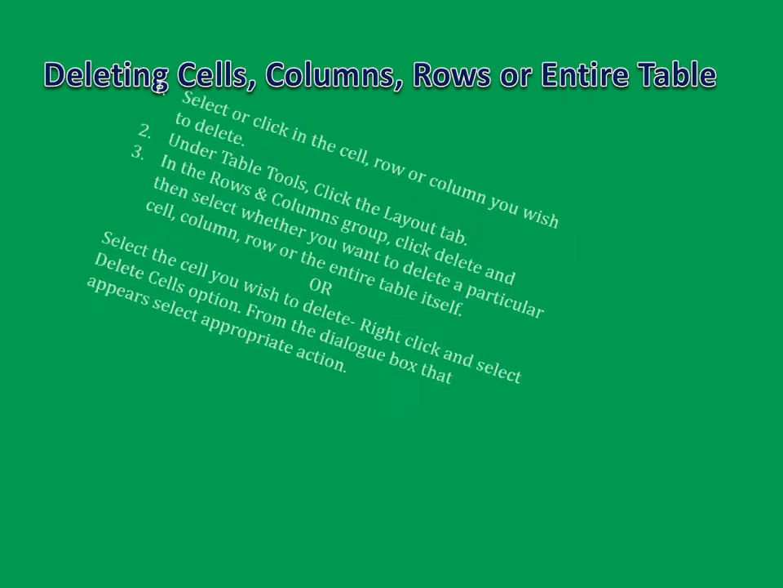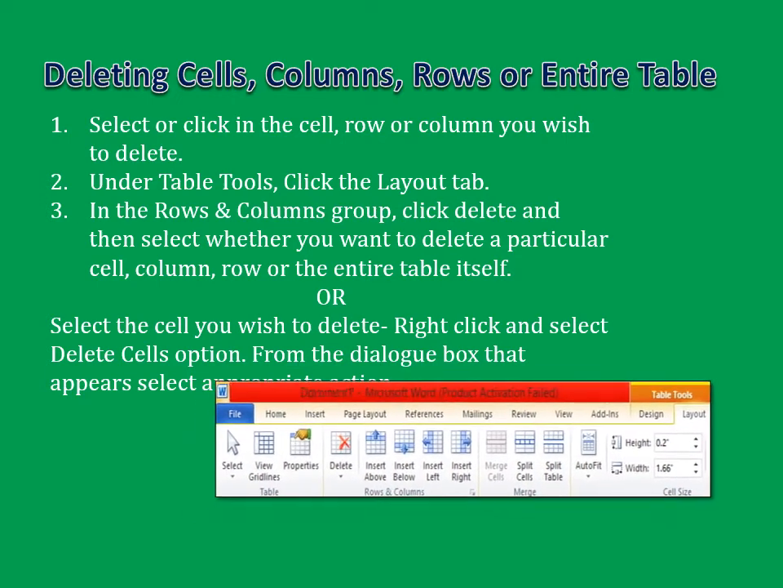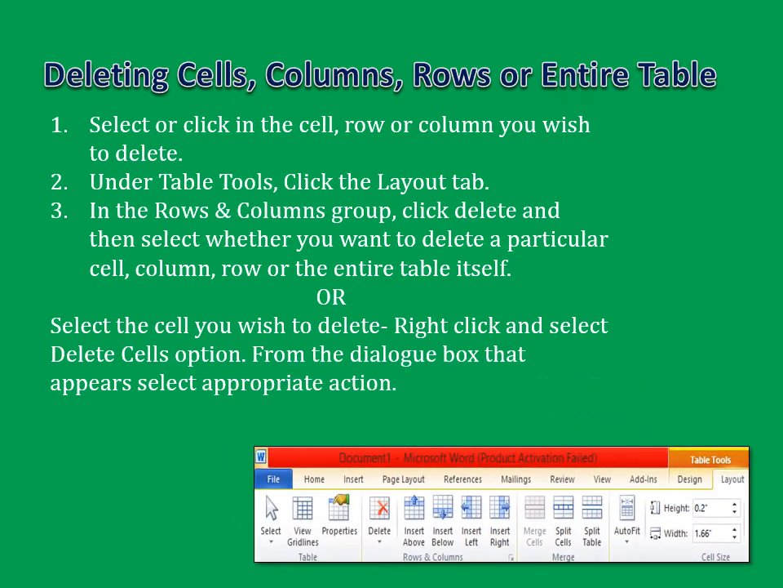We learned how to insert column or row. Now let us learn how we can delete a cell, column, row or the entire table. For this, select or click in the cell, rows or column you wish to delete. Under the tables tab, click the layout tab. This is the layout tab. It has many options. In the rows and columns group, click the delete and then select whether you want to delete a particular cell, a column, a row or the entire table itself.